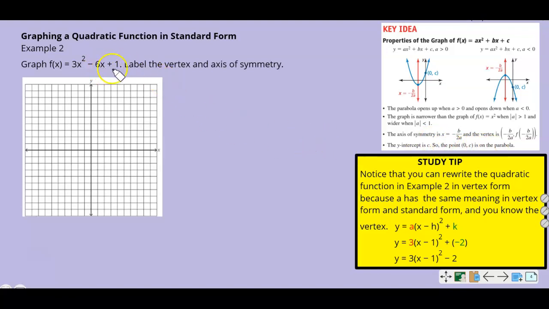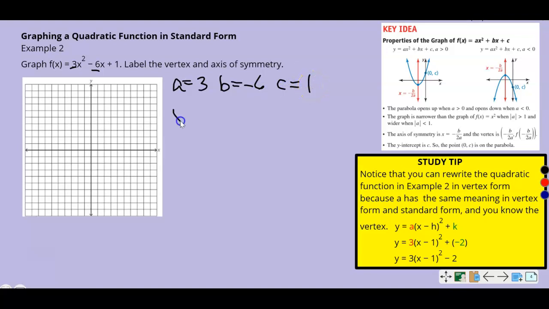All right, so you already know that 1 is your y-intercept. How do we find our vertex? We do negative b over 2a. So let's go ahead and start looking for our vertex. First, identify what a, b, and c are. A is 3, that's your quadratic term. B is your linear term, negative 6. And C is 1, your constant term.